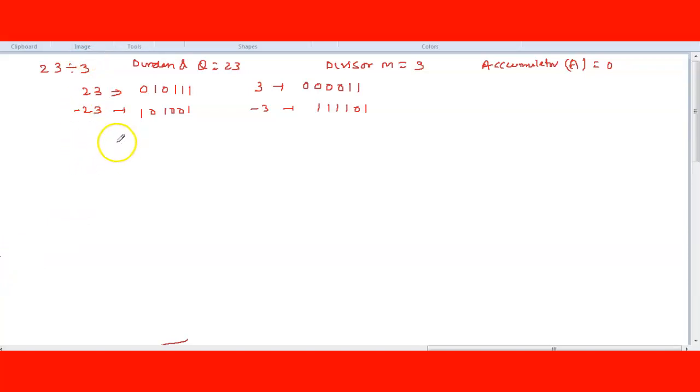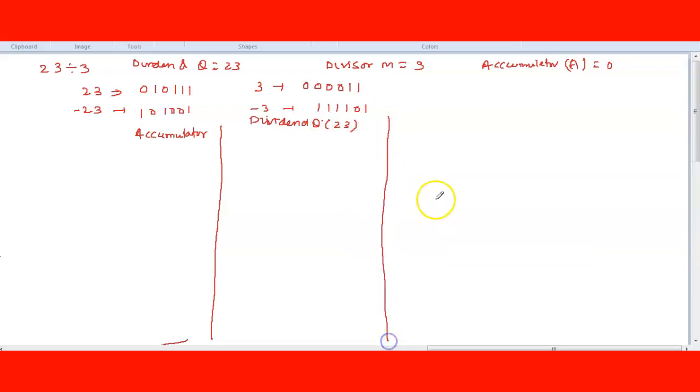So now this is the accumulator. This is the dividend Q, which is 23. This is the divisor, this is 3. Then the accumulator is 0.